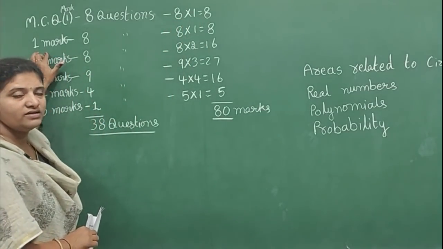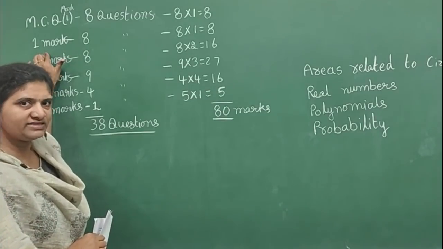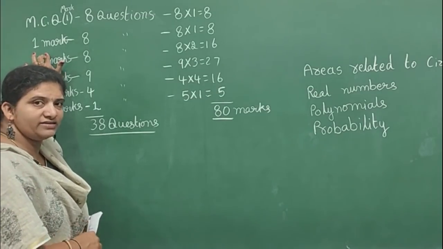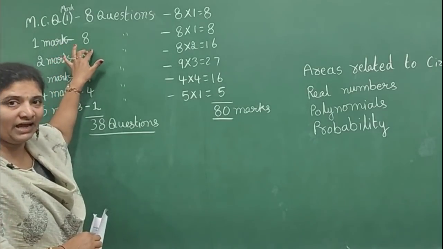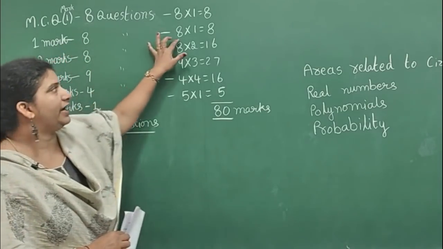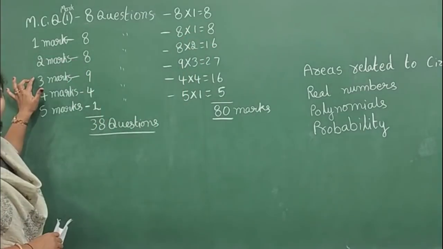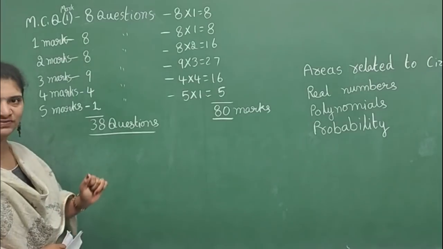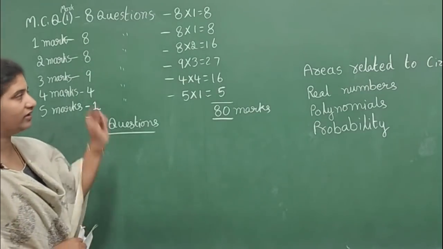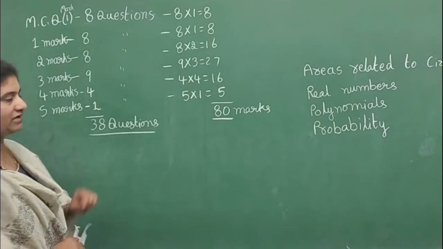Next main: answer in one sentence. Whatever the question is, you can answer in one sentence. Each will carry 1 mark, and like that, 8 questions will be there. 8 into 1, 8. Third main: 2 mark questions. Like that, 8 questions will be there. Each question carries 2 marks. 8 twos are 16 marks.